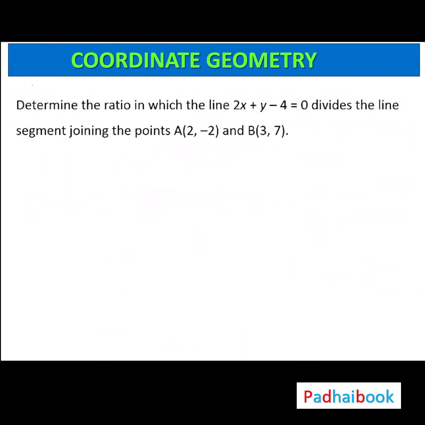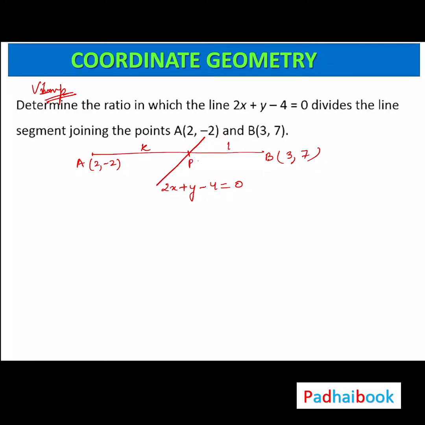This question is a very important question from the paper's point of view. Remember that. Here you are given a line segment with A as (2, -2) and B as (3, 7). And there is a line 2x + y - 4 = 0, which divides the line segment in the ratio, let's say, k is to 1.